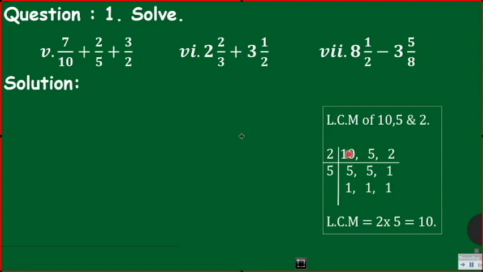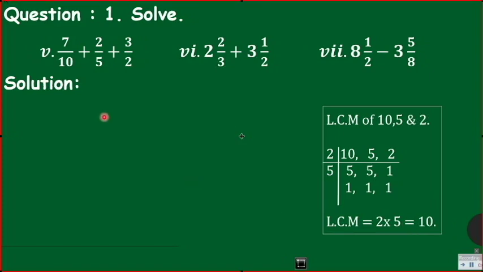For finding the LCM, multiply the numbers which are on the left-hand side. So we have here 2 and 5. Why are we not dividing it further? Because we have only 1 left at the last. We have no numbers other than 1. That's why we are multiplying it. So 2 fives are 10. So here we have LCM 10.